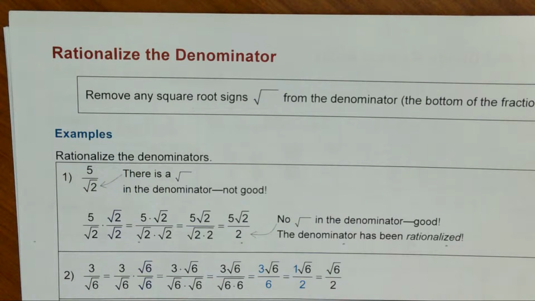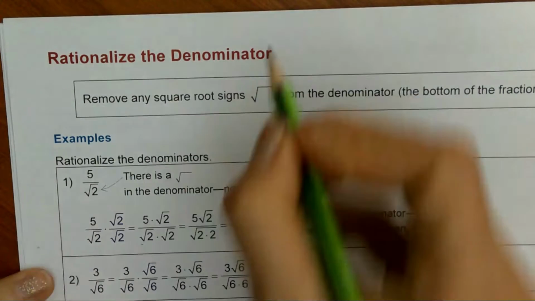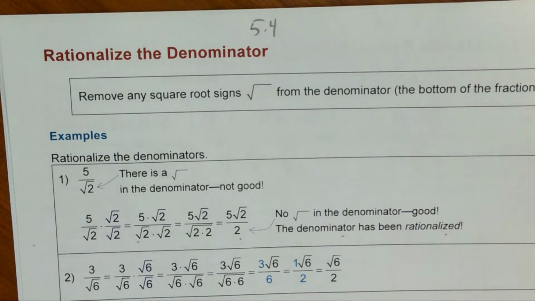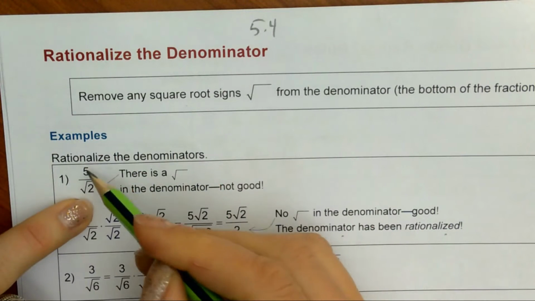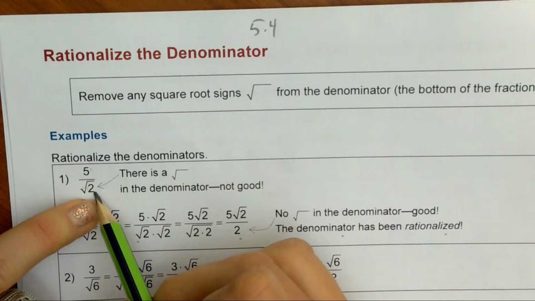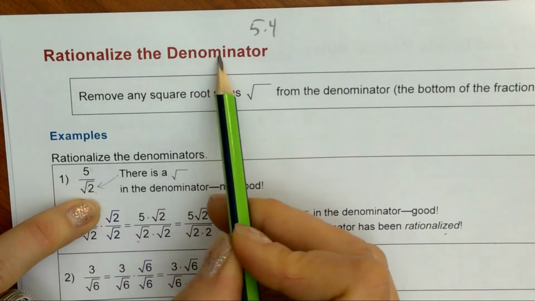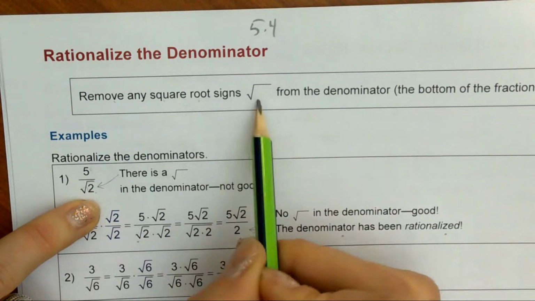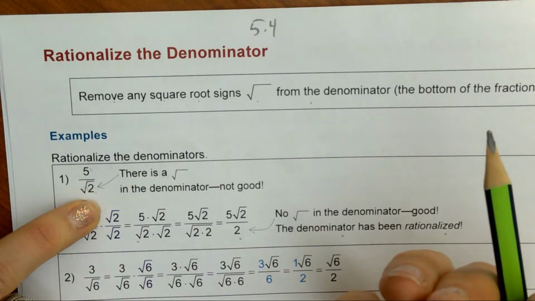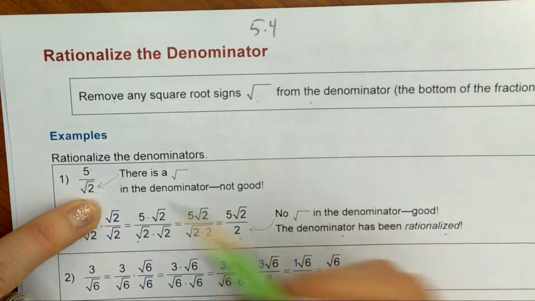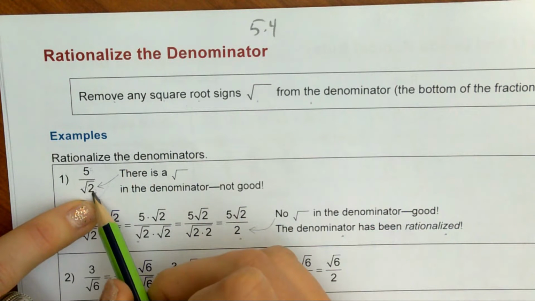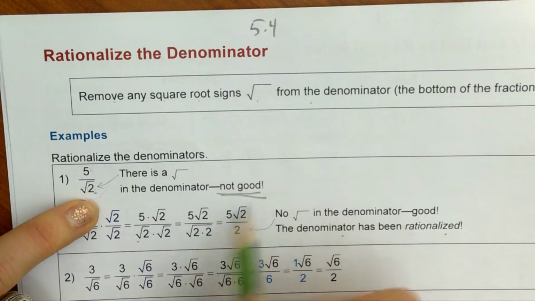Okay, rationalize the denominator. So we're still in 5.4. Rationalizing the denominator means if we have a fraction and we have a square root in the bottom, we rationalize the denominator, and that means remove any square root signs from the denominator, the bottom of the fraction. A long time ago, hundreds of years ago, they made this rule that said if your answer has a radical sign in the denominator, in the bottom of the fraction, it's not good. Remove it. Okay?